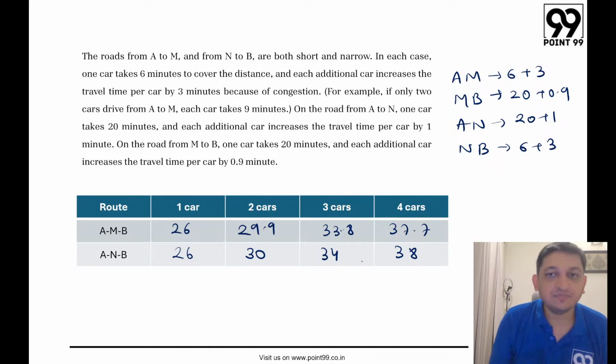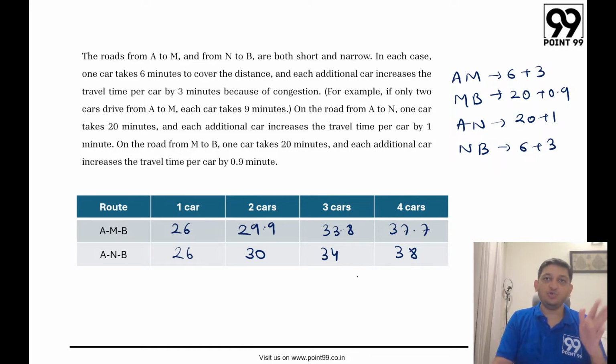Now you can see that if all four cars had to use only one route, अगर ये कंपल्शन होता, then you would have said that A and B यूज कर लो, खेल खत्म कर दो, because 37.7 में आप पहुंच जाओ. अगर चारों कार्स A and B से चले गए, then you would have taken 38 minutes to complete that entire journey, right? But we have better solutions available. What are the better solutions?